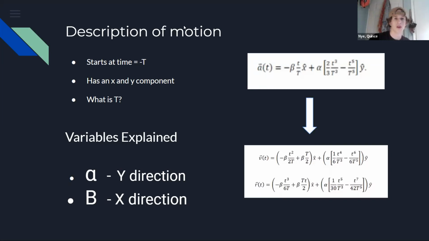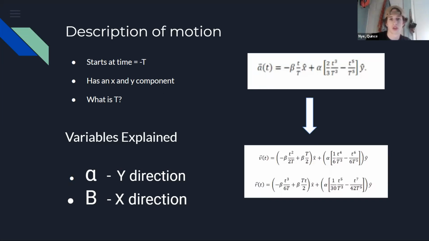So with description of motion, we know that it starts at negative t, meaning that the time constant is negative, which will definitely change the way that the motion is displayed, since negative time is not a real concept, but we can still show it graphically. And we can see in the equation that there are two components, x hat and y hat. So we have an x component and a y component, and it's in the two-dimensional plane.